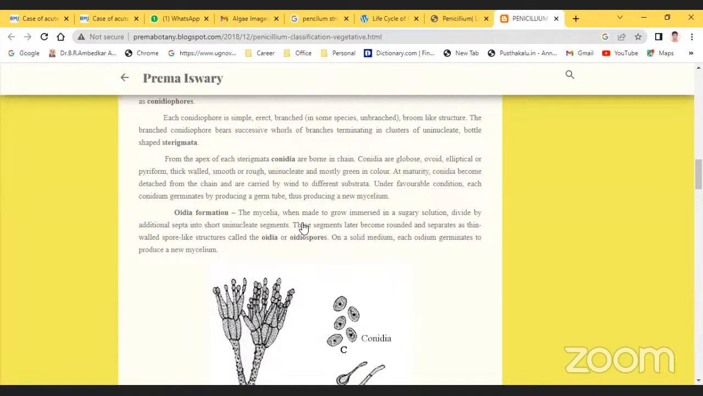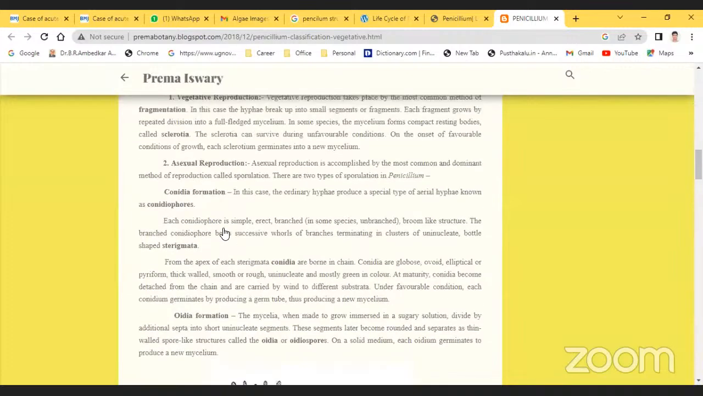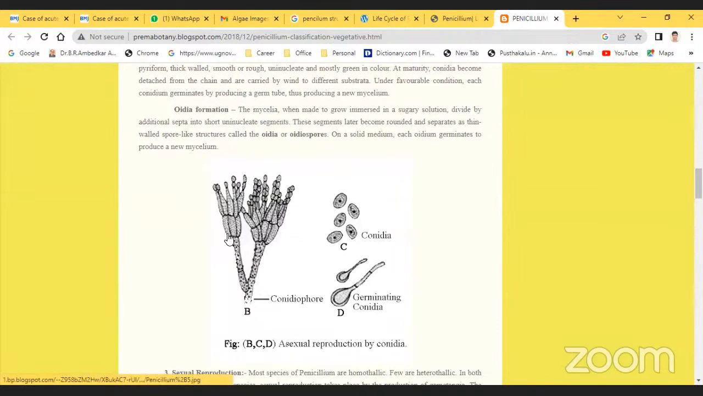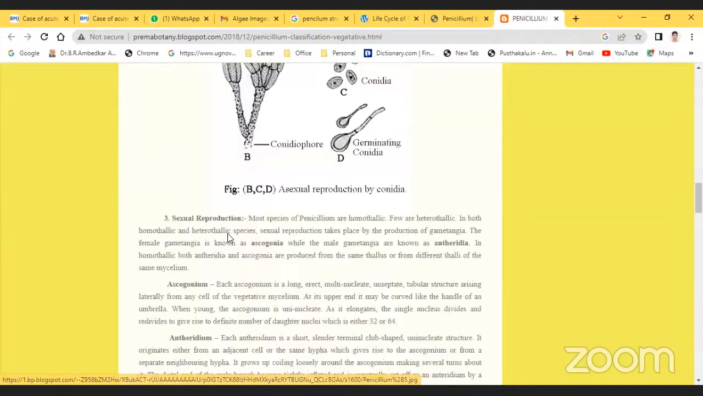Next, oidia formation. When the mycelia mature and are immersed in a sugary solution, they are divided by additional septa into short uninucleate segments. These segments later become rounded and separate as thin-walled spore-like structures called oidiospores, or oidia. On a solid medium, each oidium germinates to produce a new mycelium. These are the oidia formation. Here, conidia formation. These are the asexual reproduction of Penicillium notatum.